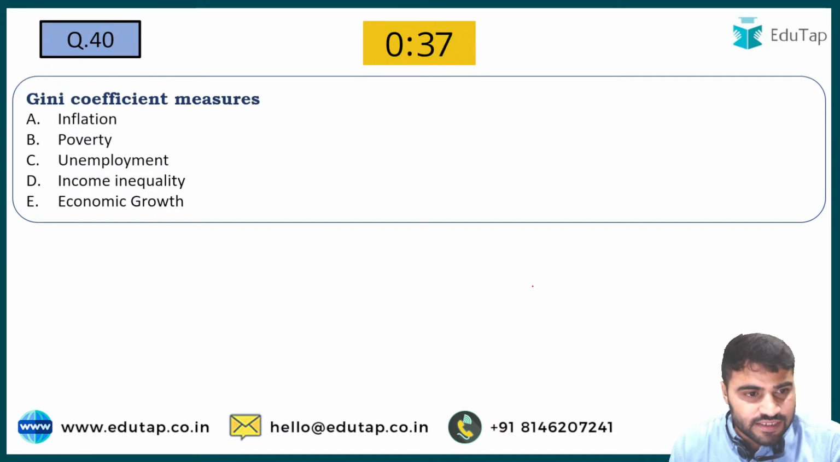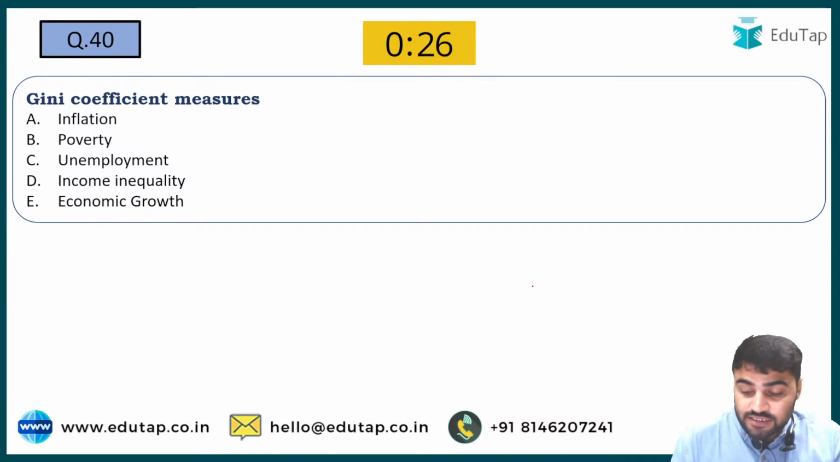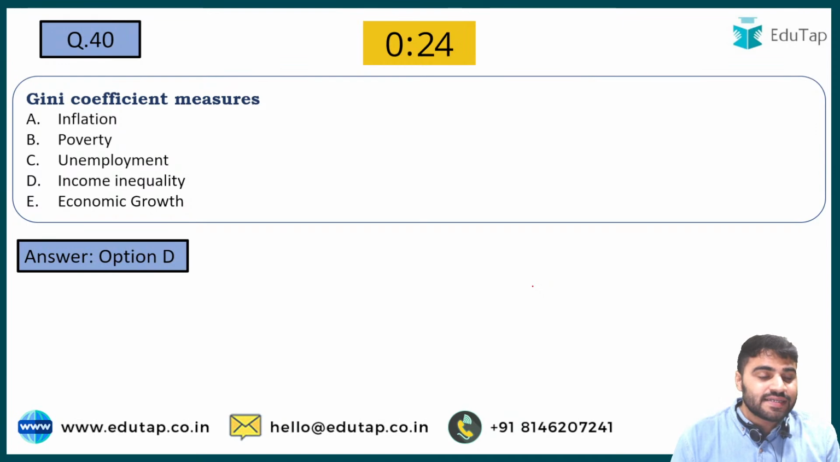Nilesh is saying 40th D, that is income inequality. Hemant Kumar is saying D, Aditi is saying D, Nikhil is saying D. Okay. So the right answer for this question is option number D only, that is income inequality.